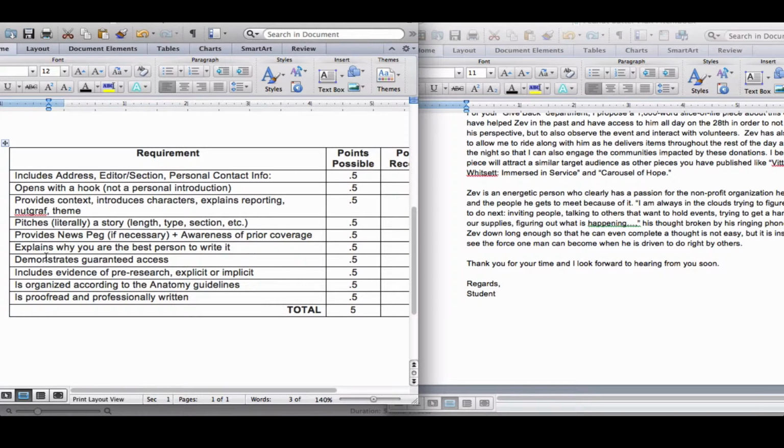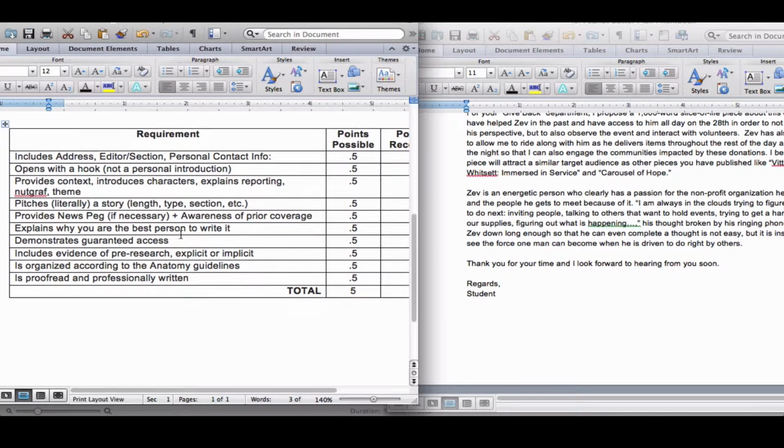So explaining the reporting, saying he's going to go to this event and he's going to watch these people, that's there. The nut graph is this idea of this is a story about a guy who does this peanut butter event that helps the community. And then there's this theme that is this idea of it's really about community coming together. So I think that happens pretty well. It literally pitches a story to a specific publication, section, and length. Provides news peg. So a news peg is why now, is the timeliness of it. And I think that that's implied with they're hosting another event in the coming weeks.